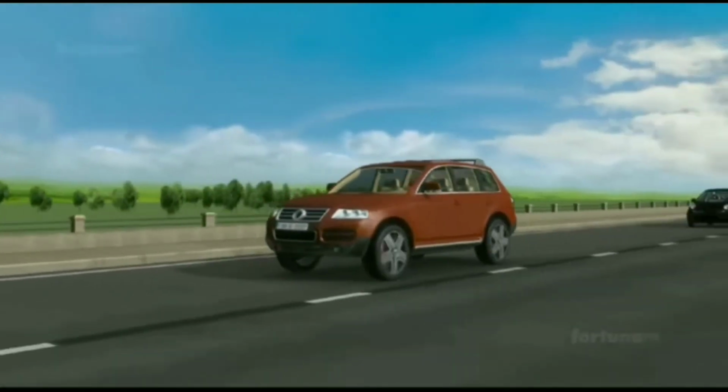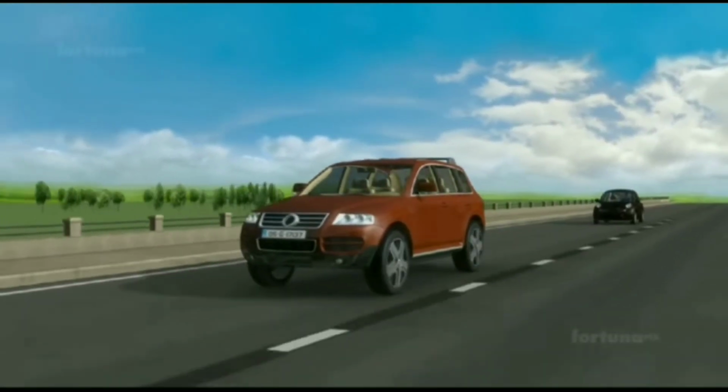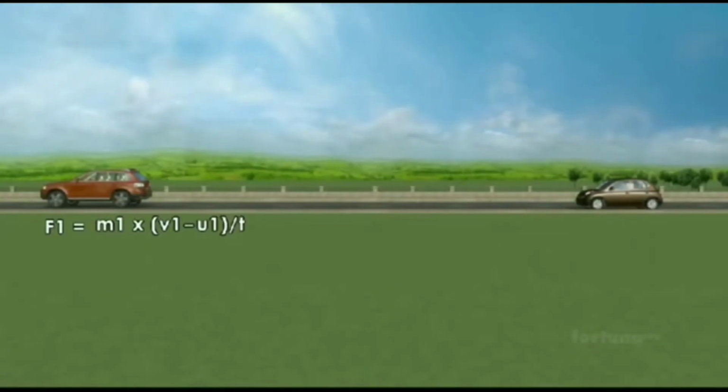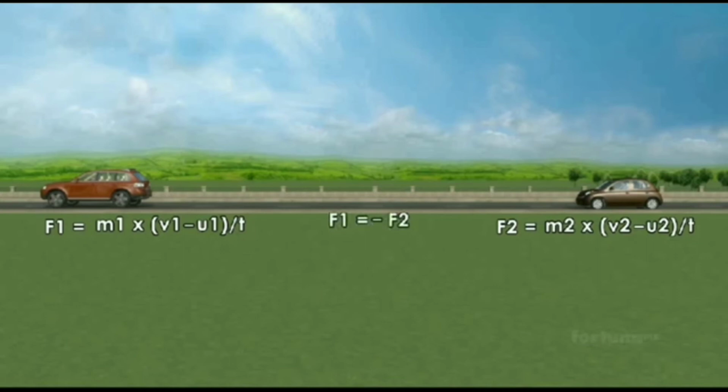In the collision, the force on the bigger car will be expressed as F1 is equal to m1 into v1 minus u1 upon t, where t shows time. The force on the smaller car during the collision will be expressed as F2 is equal to m2 into v2 minus u2 upon t. According to Newton's third law, each action has an equal and opposite reaction, meaning the forces can be expressed as F1 is equal to minus F2.